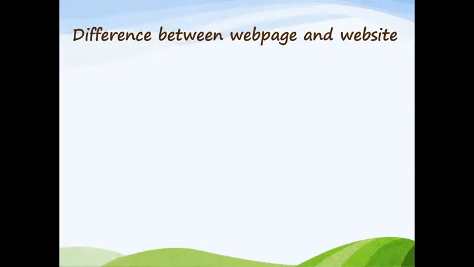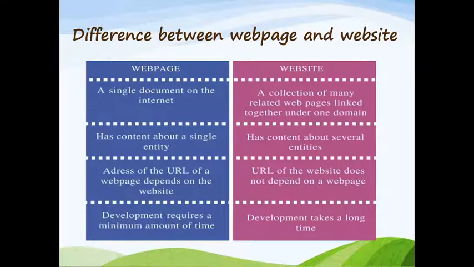Now let's discuss the difference between web page and website. A single electronic document on the internet is a web page, while a collection of several related web pages that are linked together under one domain is called a website. A web page has content about a single entity, while the website has contents about several entities, such as the example of Facebook that we discussed before.